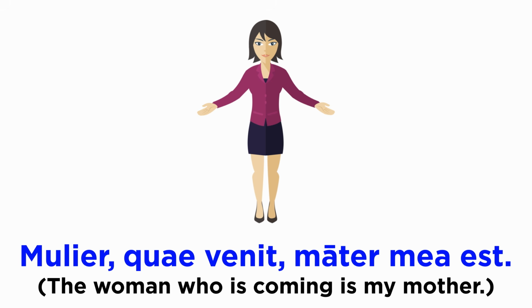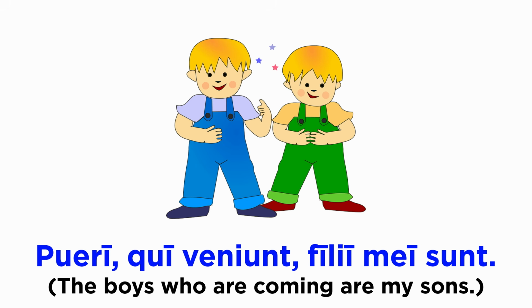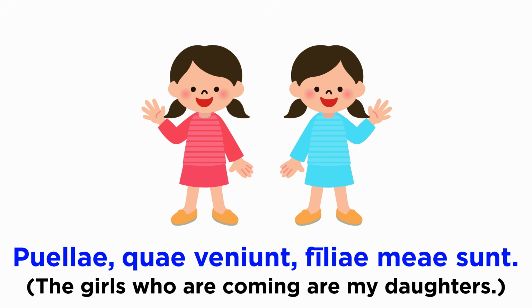Mulier quae venit mater mea est. The woman who is coming is my mother. Pueri qui veniunt filii mei sunt. The boys who are coming are my sons. Puellae quae veniunt filiae meae sunt. The girls who are coming are my daughters.